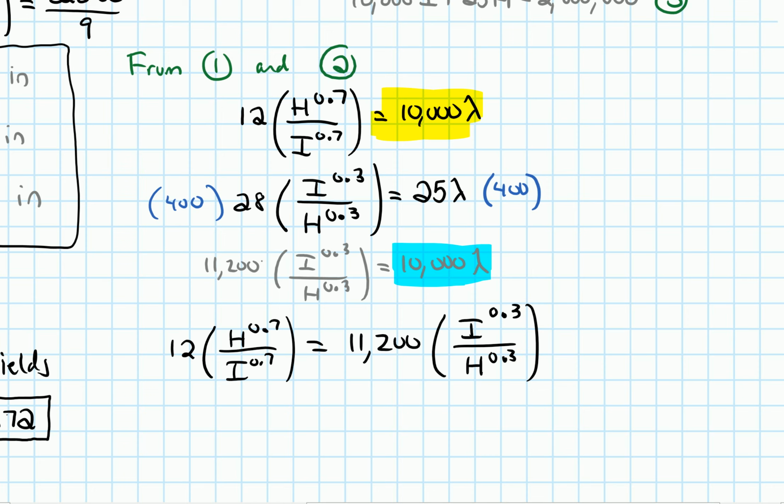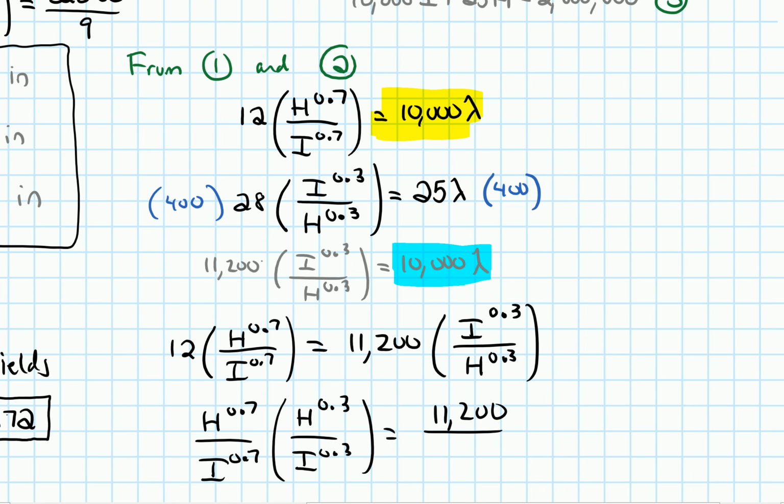And if I rearrange this a little bit, let's move all the variables over to the left. So I'll get h to the 0.7 over I to the 0.7. And that's going to get multiplied by the reciprocal of this term on the right that's in the parentheses. So that'll give me h to the 0.3 over I to the 0.3. And then that's going to equal, on the other side, 11,200 divided by 12.